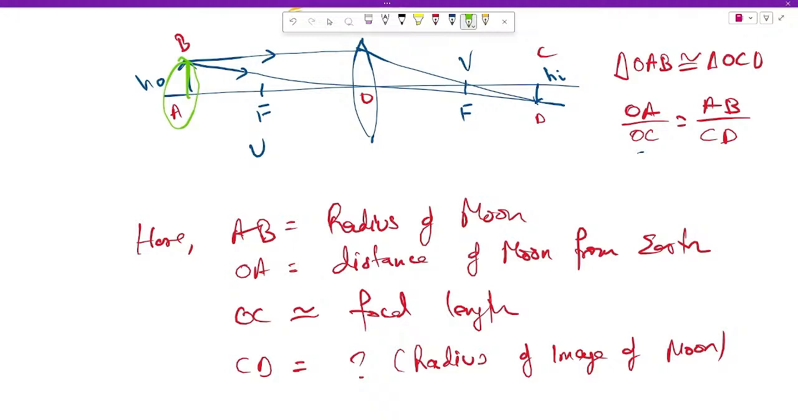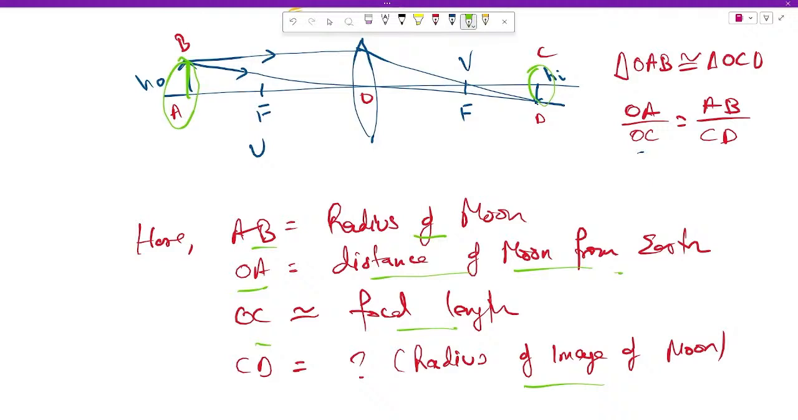So we can assume that AB is the radius of the moon and OA is the distance of the moon from the earth, that is the lunar orbit, and OC is the focal length of the objective, and CD is the radius of the image. So HI is the radius of the image. So the moon will be forming like this.